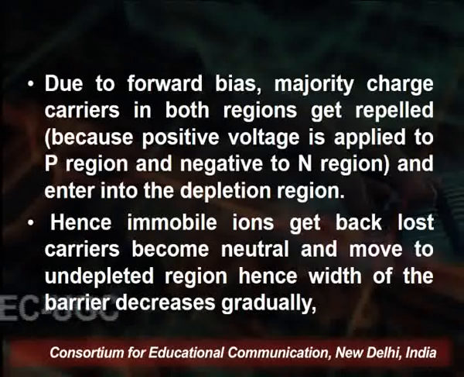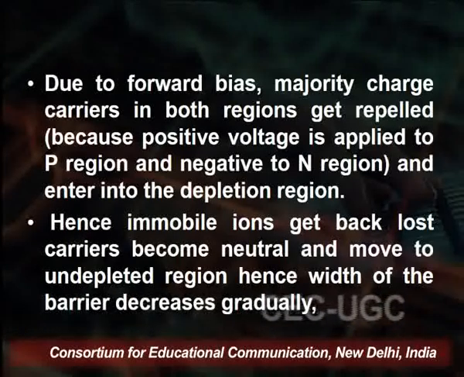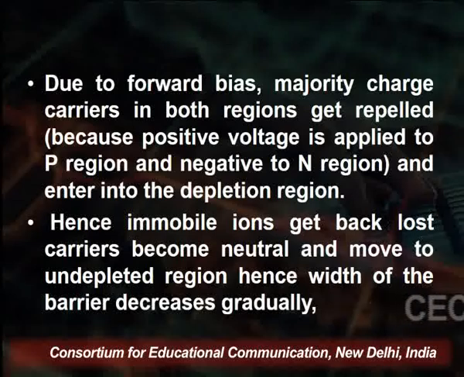and they enter into the depletion region. Hence, immobile ions get back the lost carriers, become neutral, and move to the undepleted region. Hence, the width of the barrier decreases gradually. In forward bias, the width of the depletion layer decreases gradually because the ions become neutral and move to the undepleted region. So the width of the barrier gradually decreases.